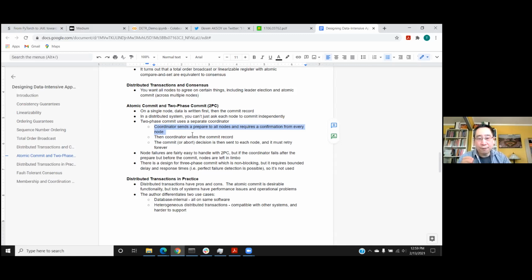Once it gets a confirmation from every node, that's those nodes saying, if you tell me to commit, I guarantee you that I will be able to commit. I don't know exactly how that's implemented, but basically I've checked, I have enough memory, I have enough space on the disk, I will be able to do this.